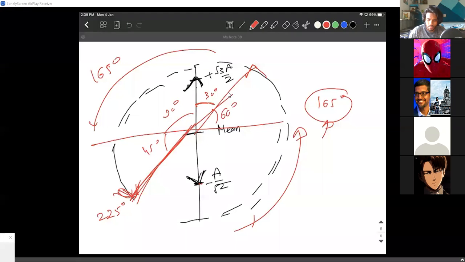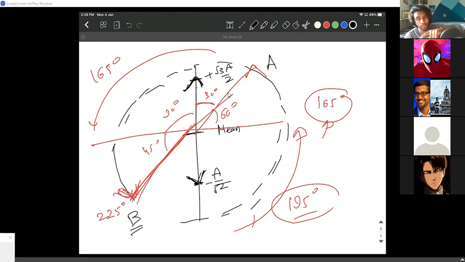195, sir. Yes, 195. So 195 is also a good answer. Or you can say, let us name them A and B. B is leading A by 165 degrees, or A is leading B by 195 degrees. Both the statements are totally fine.